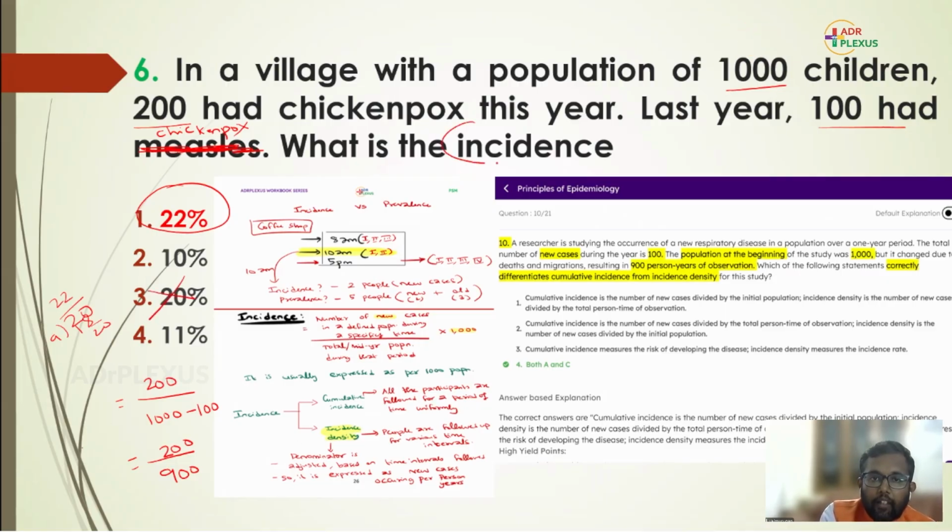You can remember it like this type of incidence. You can even remember it like an incidence density. In incidence density, we will adjust the denominator based on the time intervals followed. Here you can remember why they have given last year data as well as this year data. That should have struck your mind. So only the population at risk should be included in the denominator.